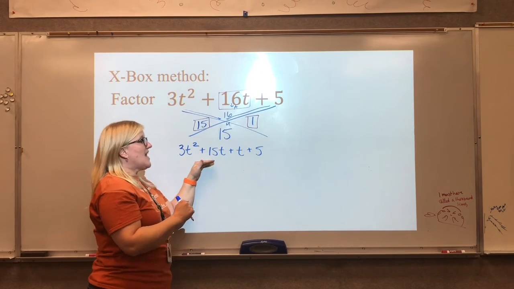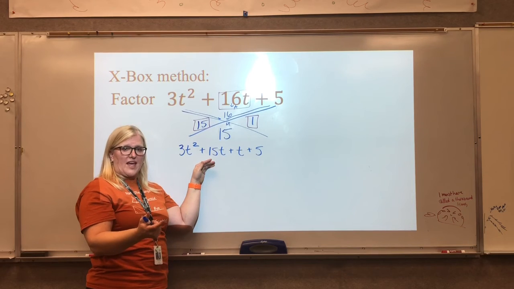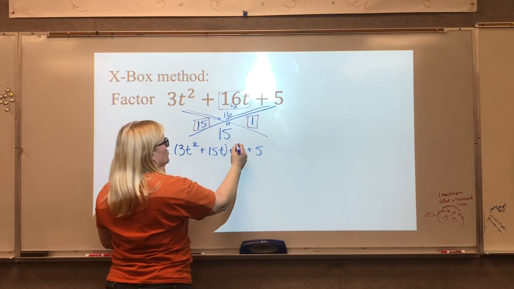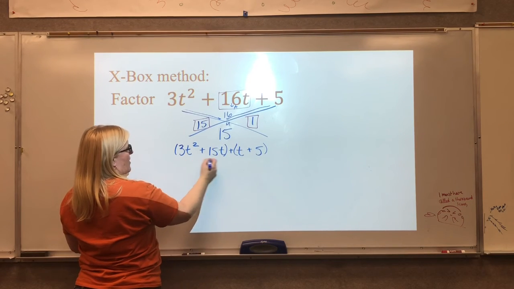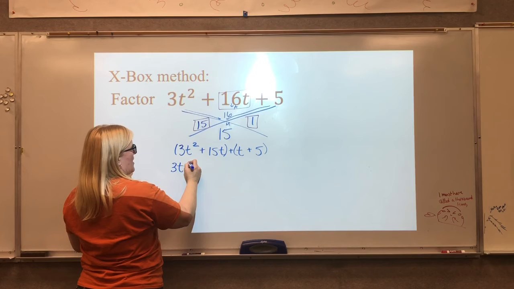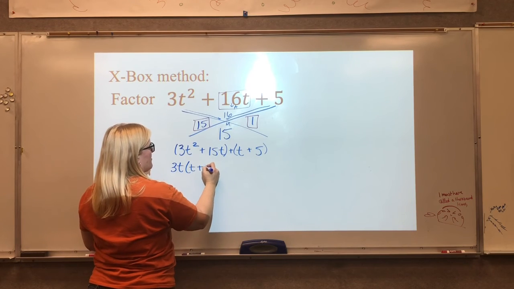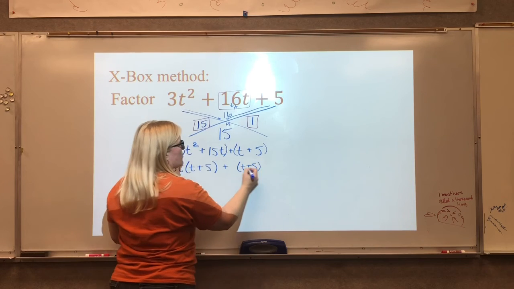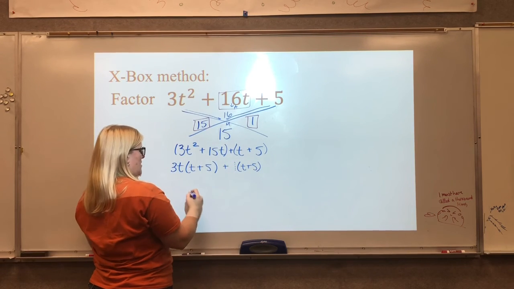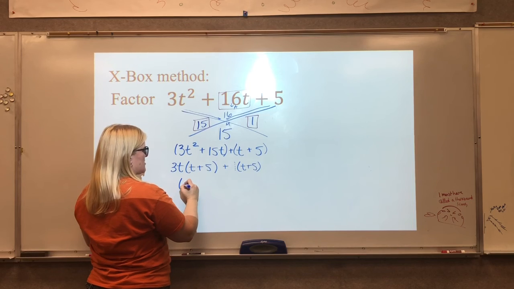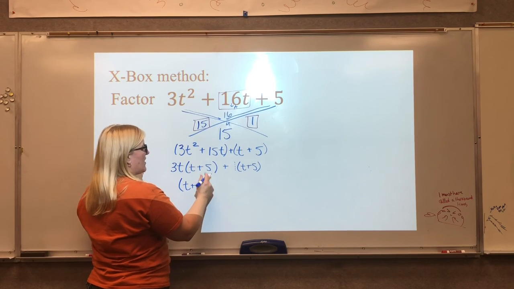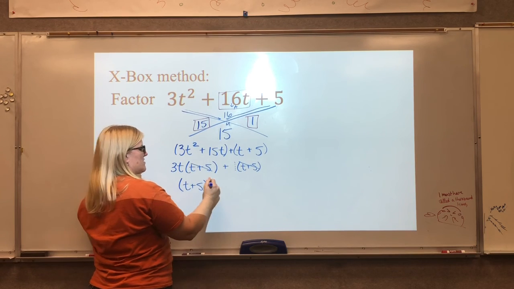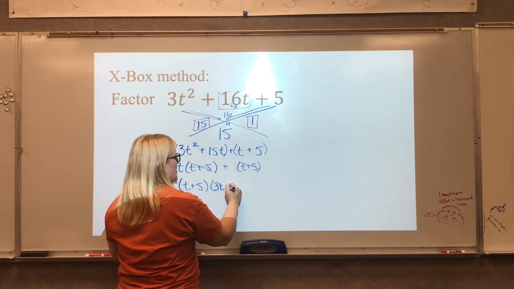All right, now we factor by grouping, and that's something that we went over before. So if I'm looking at my two groups here, I can factor out a 3t from here, and then I get t plus 5. And then over here is just t plus 5 with my invisible 1. So one of my factors is t plus 5, and the other one is what's left, which is 3t plus 1.